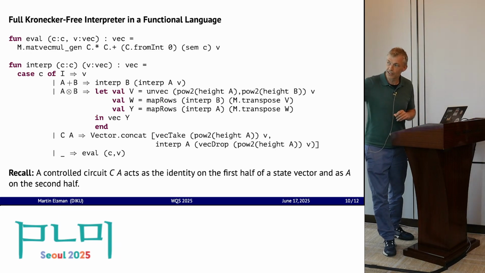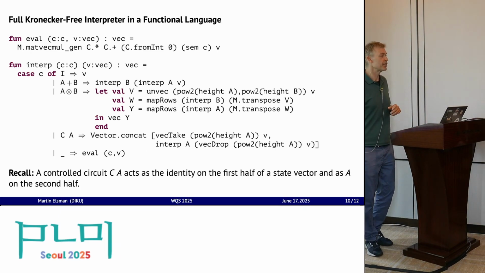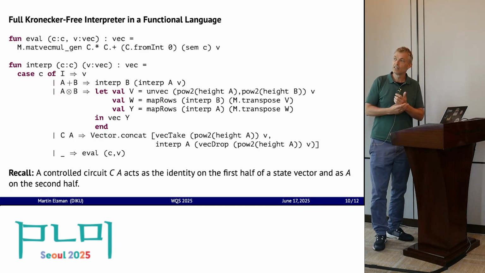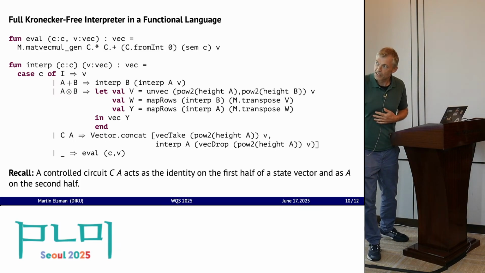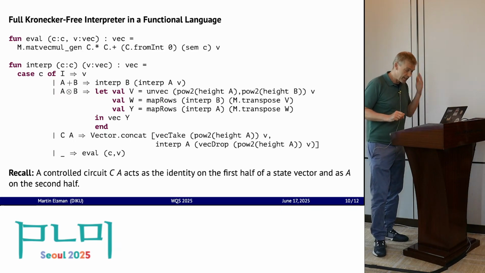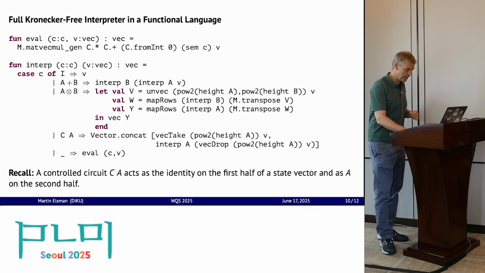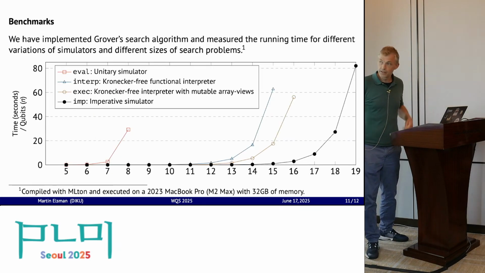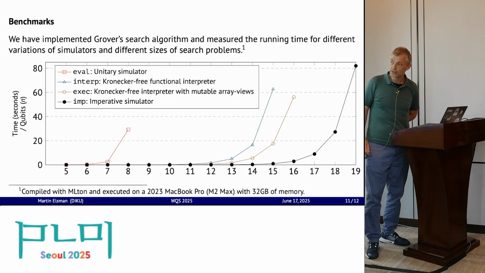This is how it looks in an interpreter. This is written up in Standard ML. It could just as well be Haskell or any other functional language. So you can basically write a small interpreter here, and it will run much better than if you basically create the unitary matrix to start with.